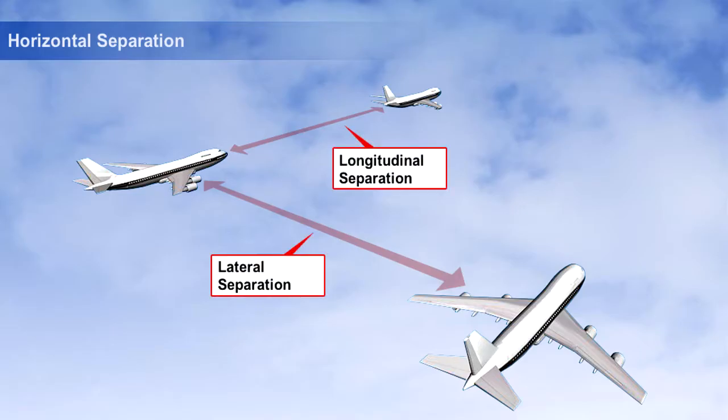Horizontal separation relates to the distance between aircraft in the horizontal plane. It may be longitudinal or lateral.